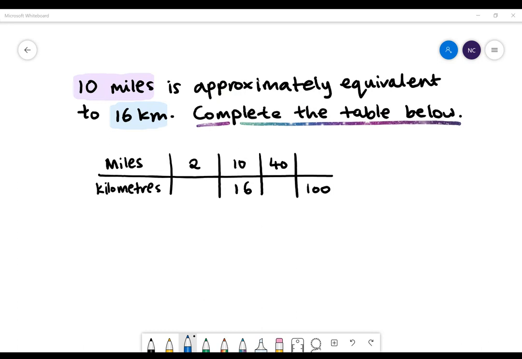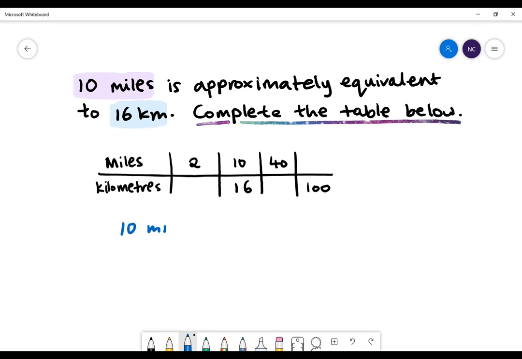Here's our final example. 10 miles is approximately equivalent to 16 kilometers. Complete the table below. So in our table, we've got miles as well as kilometers. 10 miles is equal to 16 kilometers. What we want to do is find what 1 mile may be. To find what 1 mile is, we're going to divide by 10. If we do it to the left-hand side, let's do it to the right-hand side as well, so that we're not changing our equation. 16 kilometers divided by 10 will give us 1.6 kilometers.